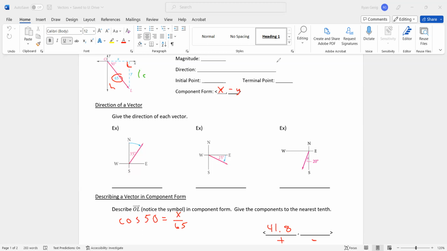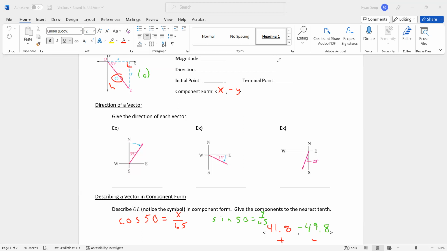Y is opposite of 50. So I'm doing the sine of 50 equals y over 65. Multiply by 65. And I get 49.79, so 49.8. But notice that it's positive in your calculator. If you didn't type it in, try it. It doesn't give you a negative. You have to remember to put the negative in there. So negative 49.8. Again, miles, that'd be negative 49.8 miles south.